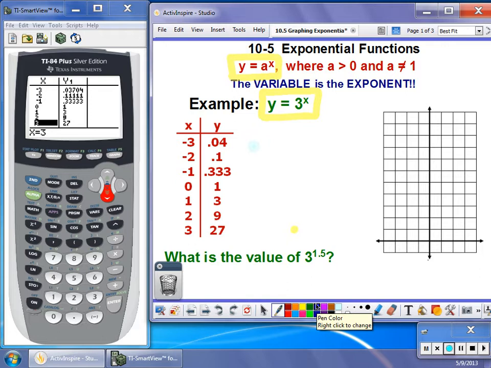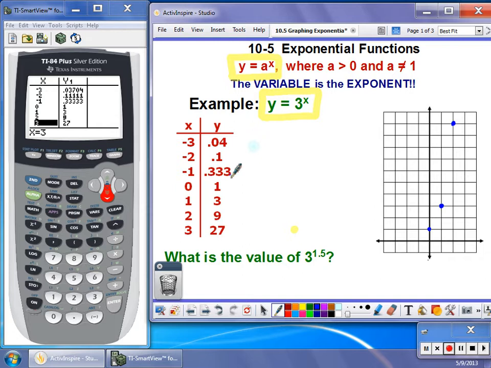Now when it comes to putting these points onto your graph, the whole numbers are easy, so I'll put those on first. I go over 0 up 1, over 1 up 3, over 2 up 9. Those are the easy points to put on. These decimals are a little trickier, so you're going to have to do some estimating.